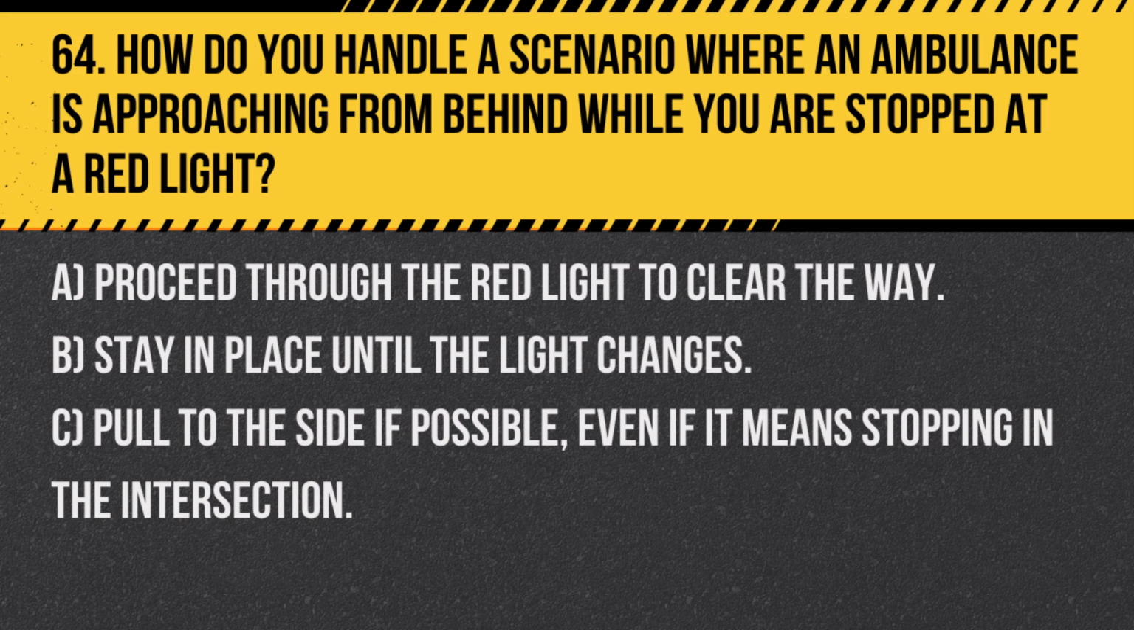Question 64. How do you handle a scenario where an ambulance is approaching from behind while you are stopped at a red light? A. Proceed through the red light to clear the way. B. Stay in place until the light changes. C. Pull to the side if possible, even if it means stopping in the intersection.